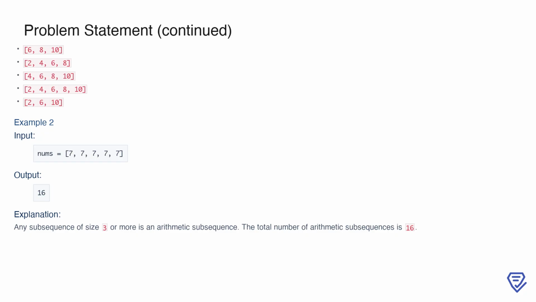Continuing with the example nums equals [2, 4, 6, 8, 10], the complete list of arithmetic subsequences is [2, 4, 6], [4, 6, 8], [6, 8, 10], [2, 4, 6, 8], [4, 6, 8, 10], [2, 4, 6, 8, 10], and [2, 6, 10]. This brings the total count to 7. Each of these subsequences satisfies the condition of being arithmetic, as the differences between consecutive elements are constant. Notice that subsequences may vary in length, as long as they contain at least 3 elements and maintain the arithmetic property.